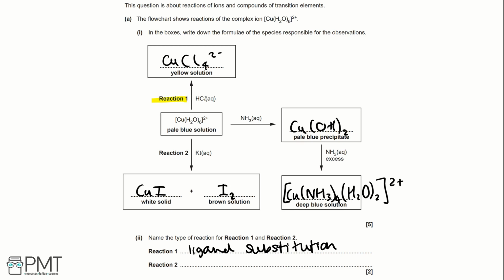Then reaction 2. This is known as a redox reaction. A redox reaction is where reduction and oxidation takes place. Ligand substitution is where a ligand in a transition metal compound is replaced by another. To get the 2 marks for this part of the question, you need to write ligand substitution, that's your first mark, and redox is your second mark.